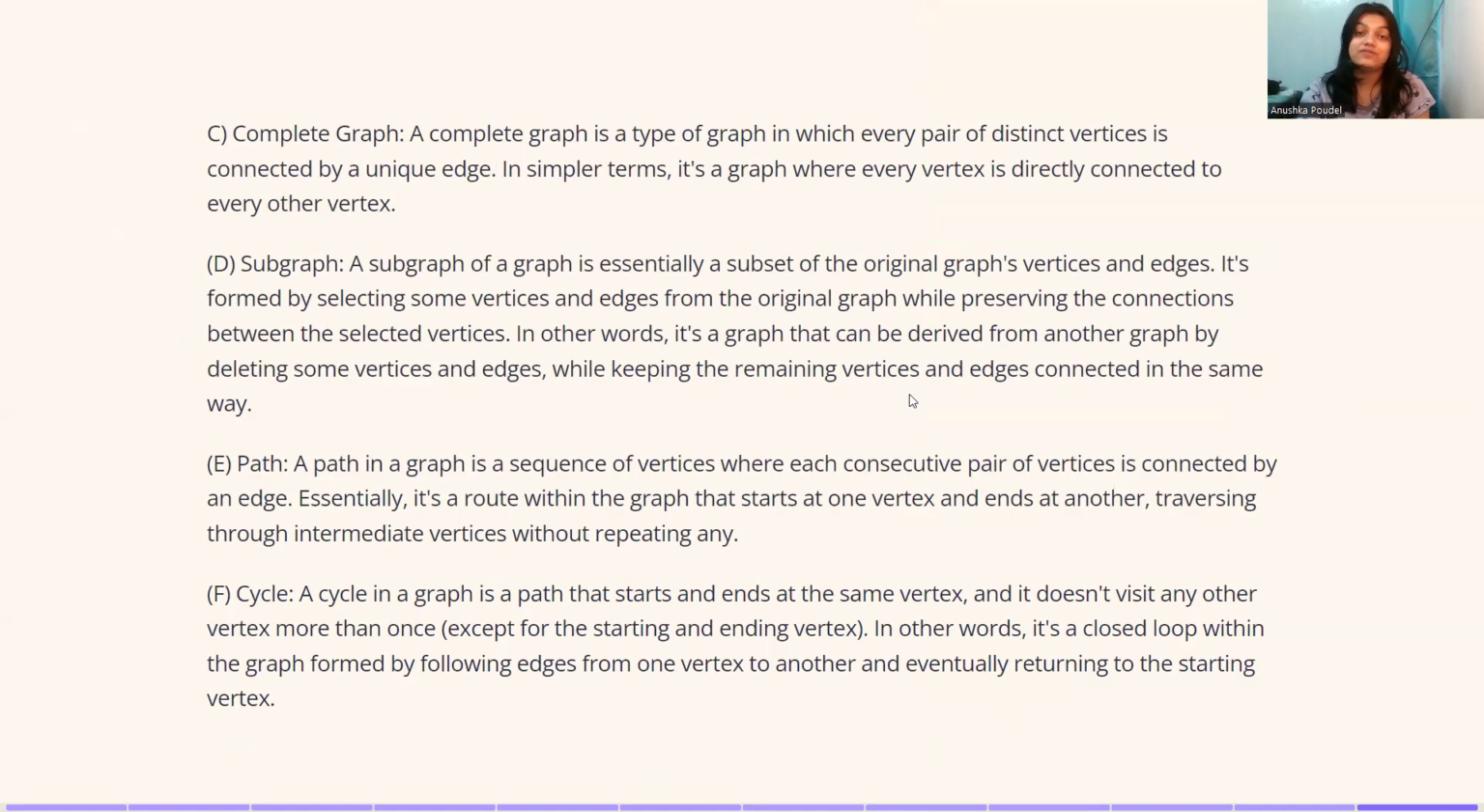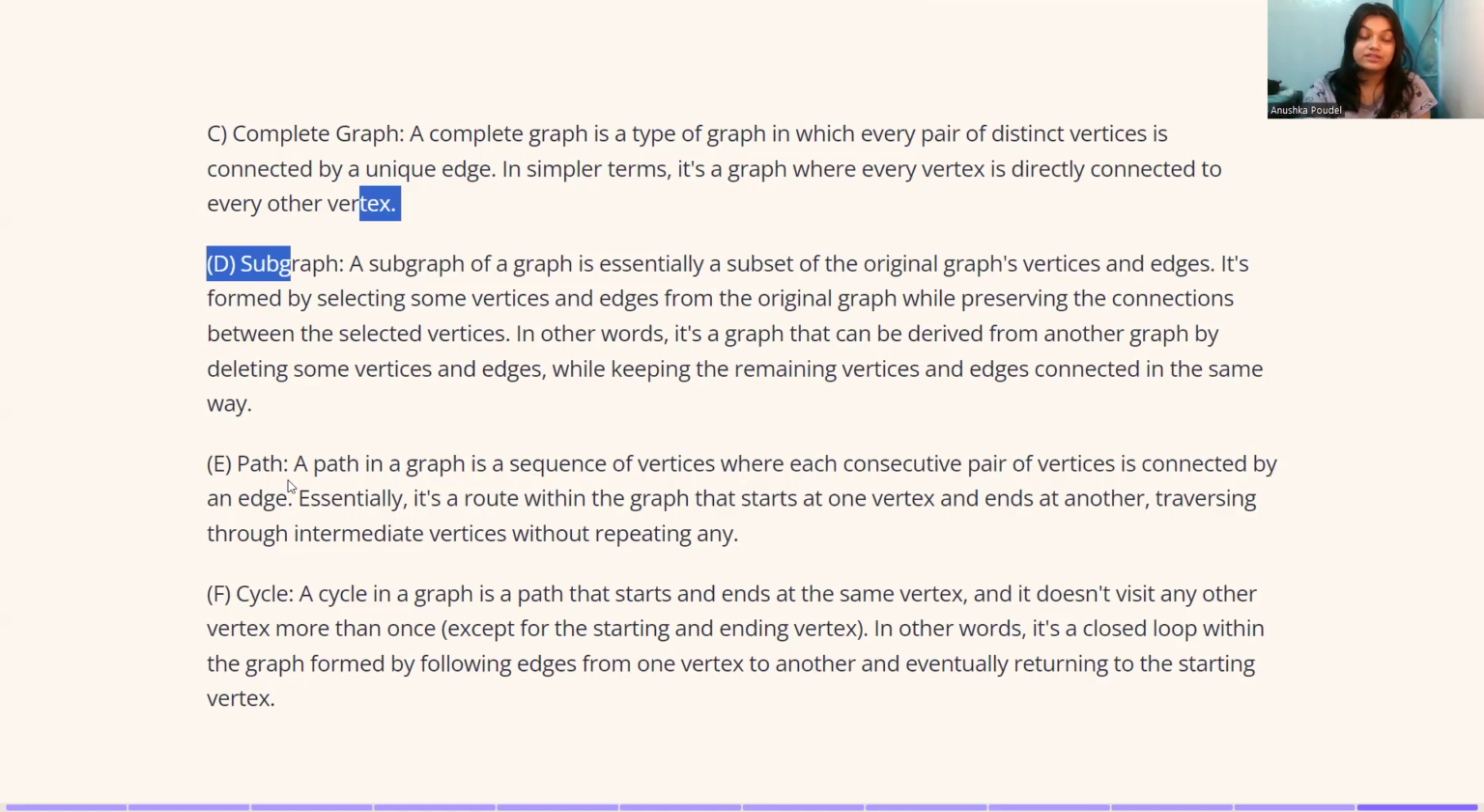We have a complete graph. A complete graph is a type of graph in which every pair of distinct vertices is connected by a unique edge. In simpler terms, it's a graph where each vertex is directly connected to every other. So here all the vertices are connected to each other by edges. A subgraph is a subset of an original graph having vertices and edges. It is formed by selecting some vertices and edges from the original graph. If you have an original graph, a subset of that graph is known as a subgraph.